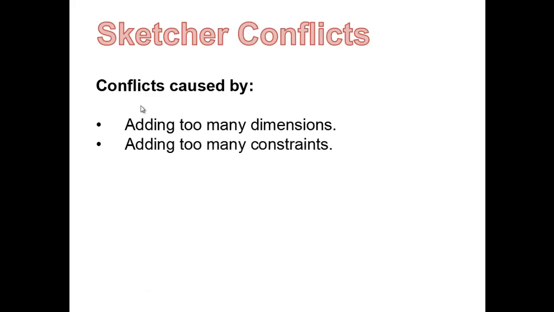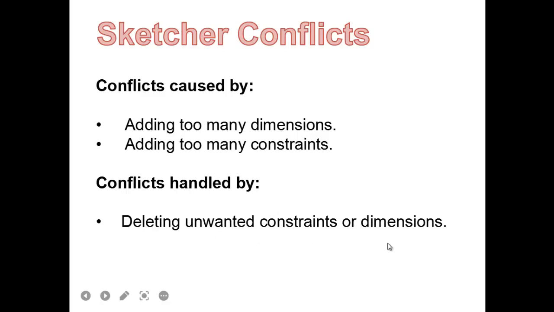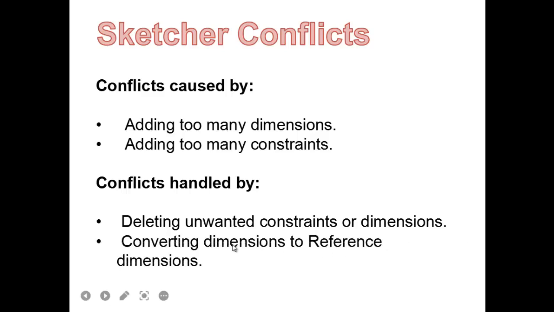The second one is too many constraints. If you add more constraints also, you will get this error. So how will you control this? You can control it by deleting unwanted constraints or dimensions. Whichever is not needed you can delete, or you can change it to a reference dimension. If there are many dimensions, you need to view all the dimensions, then you can apply the reference dimension. This is the way to control sketcher conflicts. So let's see it in the software.